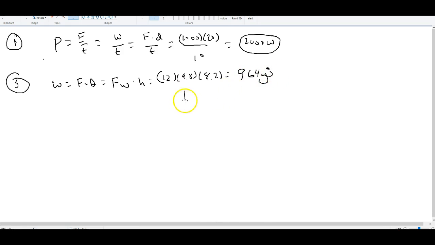Now if I want to find the power, power is equal to energy divided by time. So 964 joules divided by the time it takes to do it, which in this case is 30 minutes, so we do 30 times 60 because we need seconds, right? So divided by 30, divided by 60, and this person is only delivering 0.54 watts. That's what she's delivering.